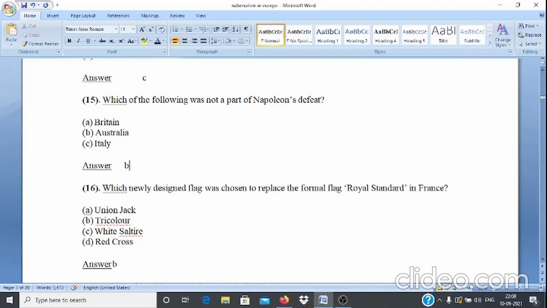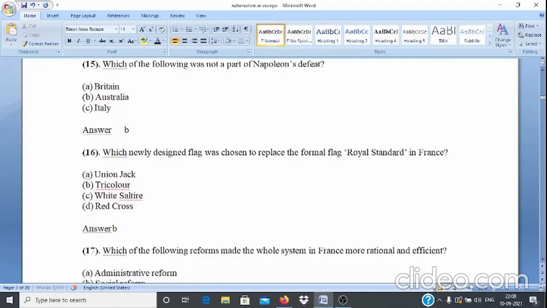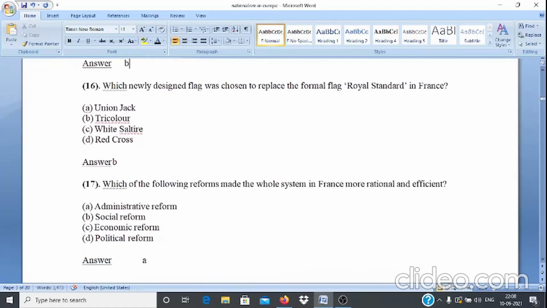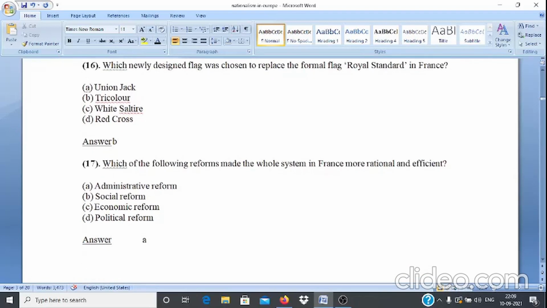Question number 16. Which newly designed flag was chosen to replace the former flag, the royal standard, in France? Options are A. Union Jack, B. tricolor, C. white saltire, and D. red cross. And answer is option B, that is tricolor.